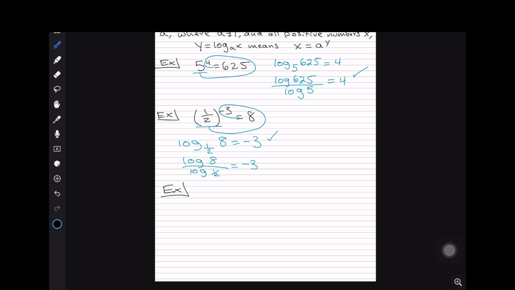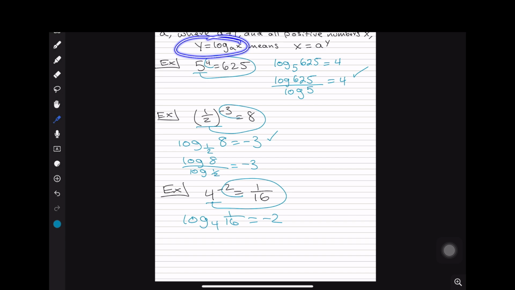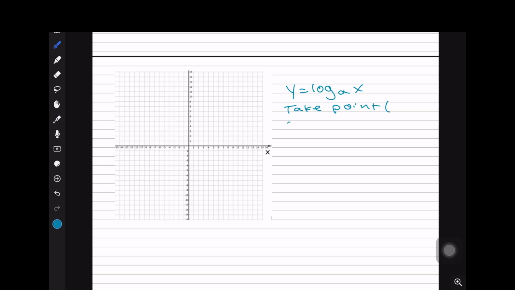One last example, so 4 to the power of -2 is going to equal 1/16. Start with the 4, go towards the 1/16, and wrap around the -2. You're going to get log base 4 of 1/16 is going to equal -2. Again, if you want to check, just divide those and you will get -2.